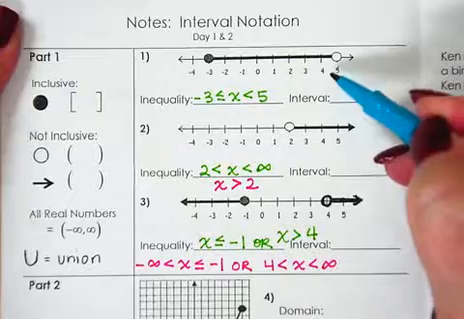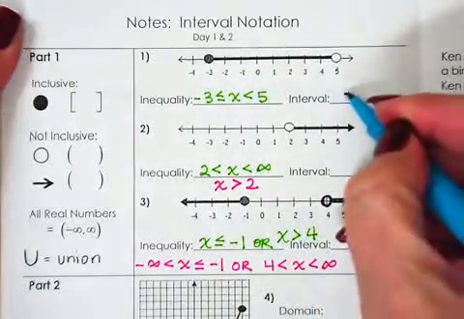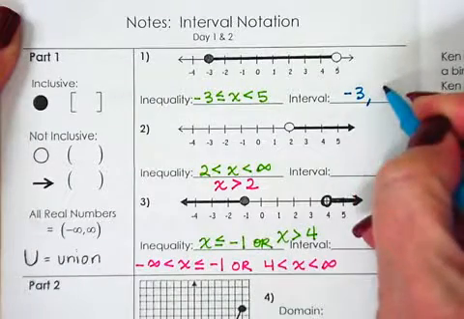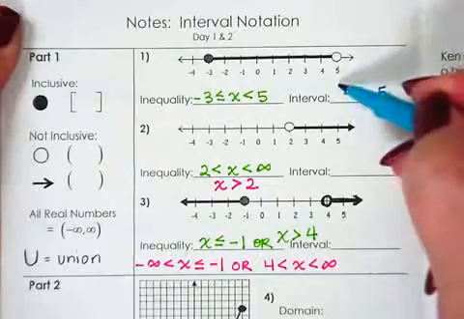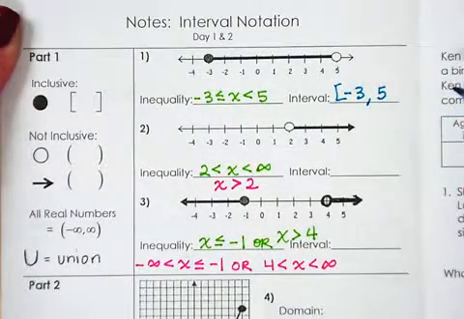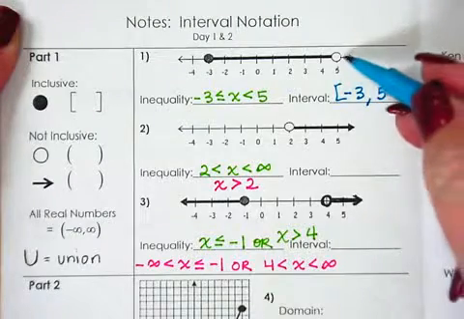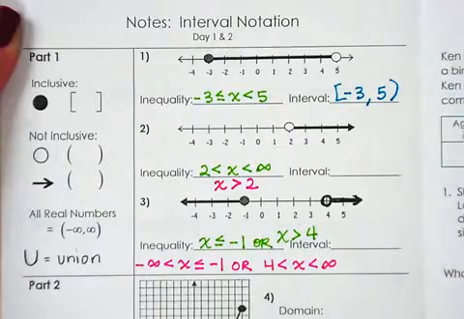So for this first one here, again, we have the -3 and the 5. Those are the ends, -3, 5. The -3 is inclusive because it has an open circle, or excuse me, a closed circle. So we use a bracket there. And then the 5 is not inclusive, so it uses the parenthesis. And that's all we have to write for the interval notation.